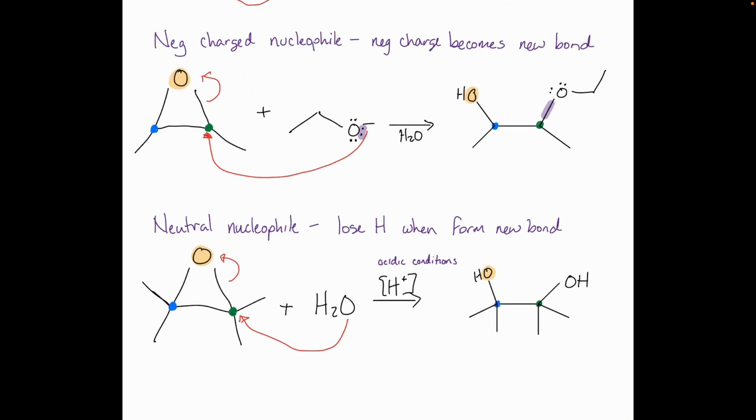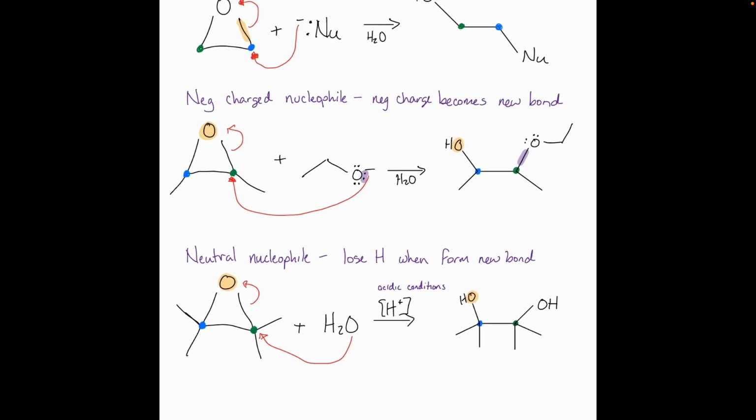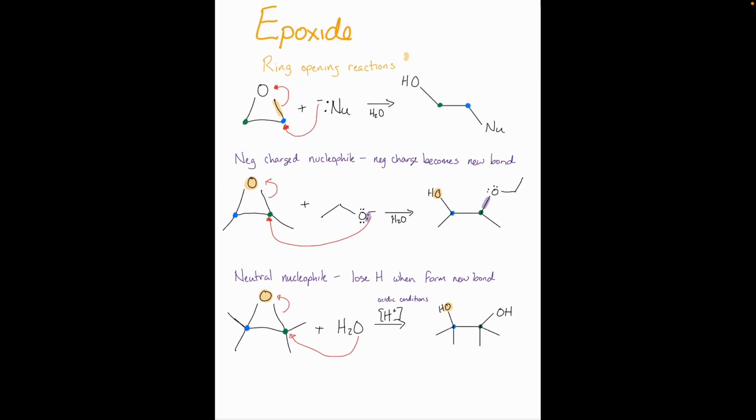Okay, so this is what we saw before in chapter 6, when we first talked about nucleophiles. We can have negatively charged nucleophiles. That negative charge will become our new bond. We can have neutral nucleophiles, and if we have a neutral nucleophile, it's going to lose a hydrogen. And these are all going to be involved in these epoxide ring opening reactions. All right, and so all these examples were with symmetric epoxides. So let's say, what if I had something like this?